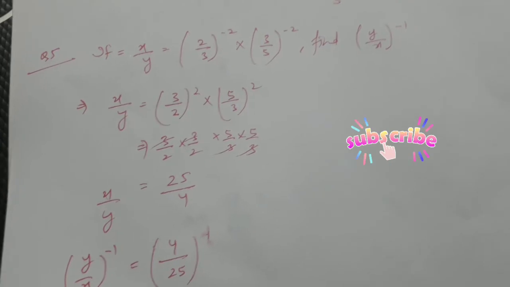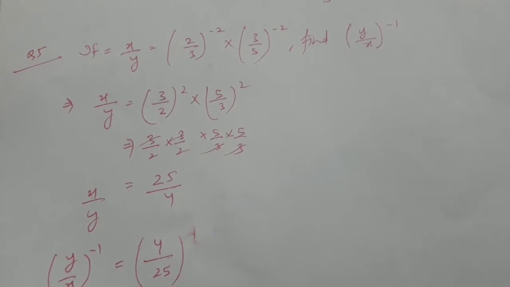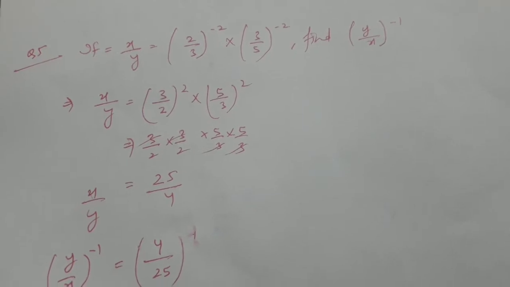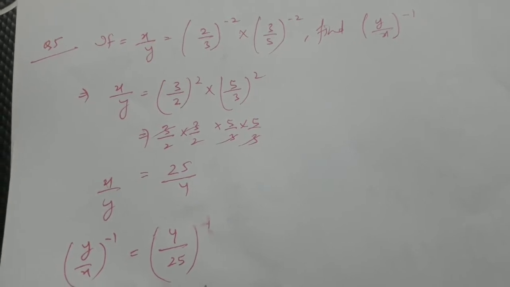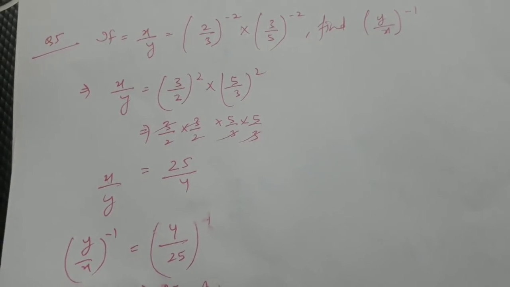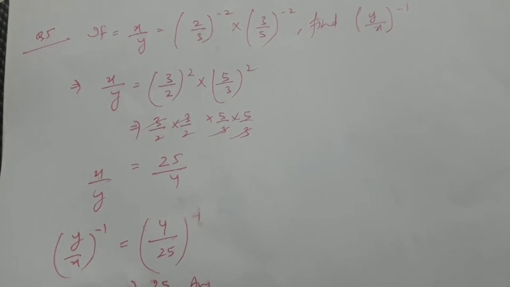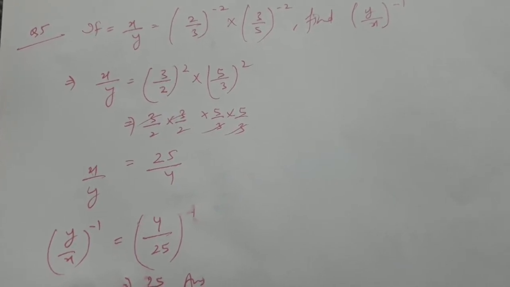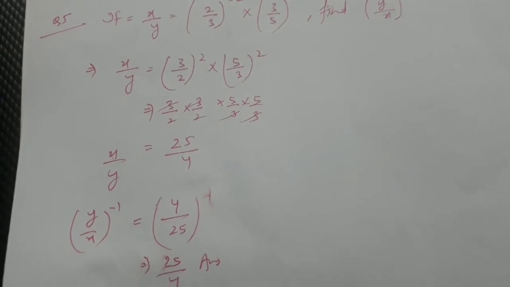In question number 5, we have been given x by y equal to (2 by 3) raised to the power minus 2 into (3 by 5) raised to the power minus 2. We have to find y by x raised to the power minus 1. For the solution, x by y would be equal to (3 by 2) raised to the power 2 into (5 by 3) raised to the power 2. Why? Because we have removed the negative sign from the powers and our rational number gets reversed or reciprocated. So we can expand it and cancel it. So x by y would come out as 25 by 4.